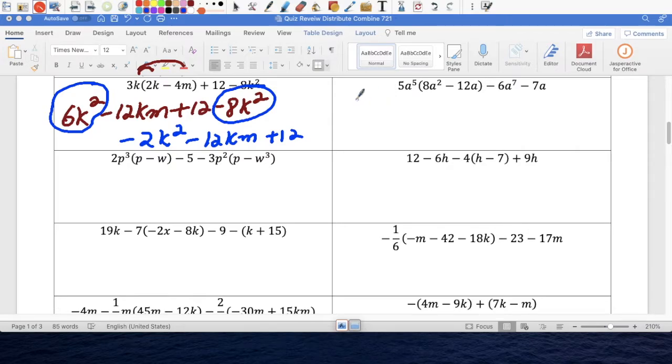Here I get 5 times 8 is 40, and 8 to the 7th. And then the second one's going to be negative 60, 8 to the 6th. Minus 6, 8 to the 7th, minus 7, 8. Are there any like terms to combine? Yes, there are.